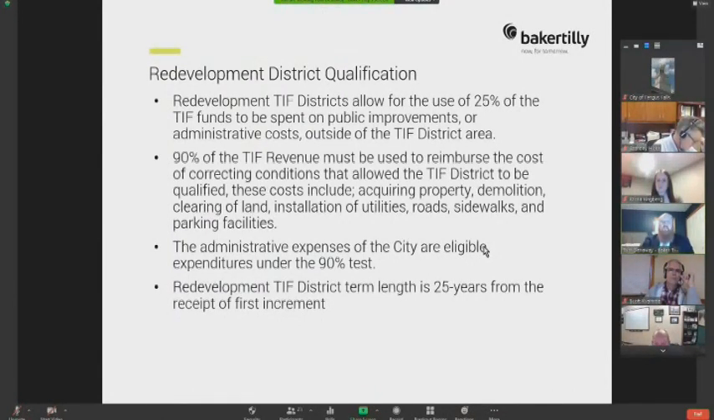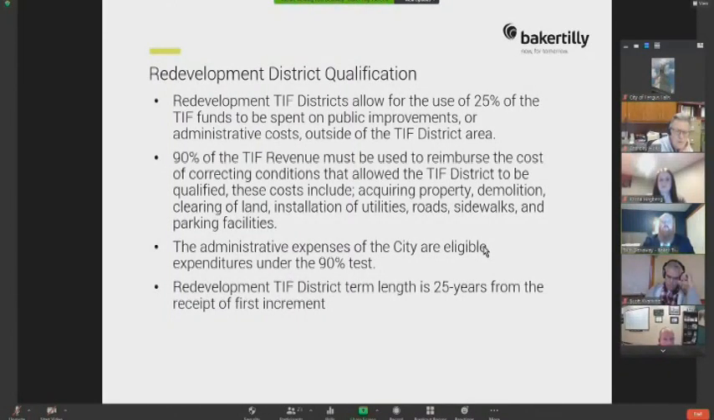Additionally, there's what's called the 90% test with a redevelopment district. That requires that 90% of the proposed TIF revenue be used to remove the conditions that allowed that property to be considered blighted. That includes costs associated with acquiring the property, demolition, clearing of land, installation of utilities, roads, sidewalks, and parking facilities, as well as potentially the cost of constructing the new building on it.